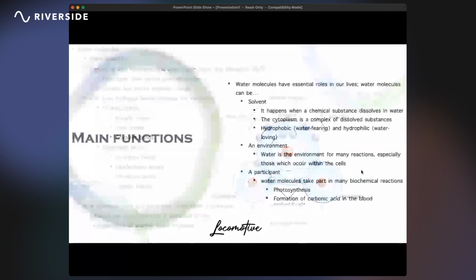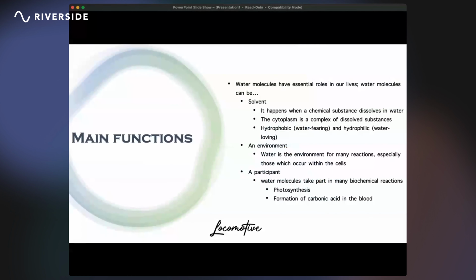Let's go and discuss the functions. They have lots of functions in our body, and I prefer to mention 3 of them. Water molecules have essential roles in our lives, and they can be solvents in our body. Water can dissolve a great variety of inorganic and also organic molecules, creating a solution. Water molecules are attracted to ions and polar molecules. It happens when a chemical substance dissolves in the solution. They form hydrogen bonds with polar molecules, right?